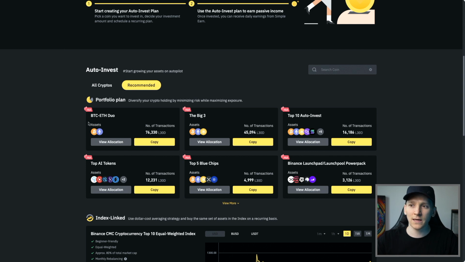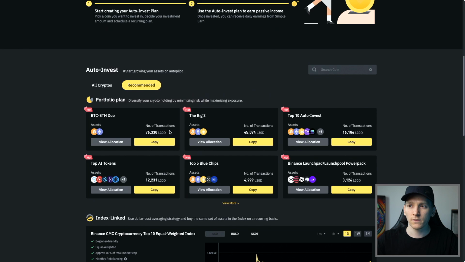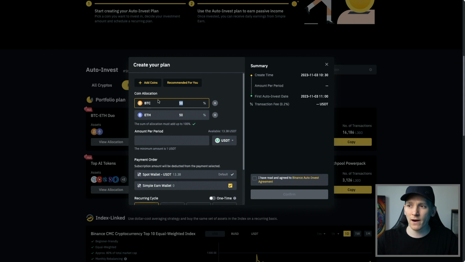So again, BTC ETH duo, if we see this, it's just 50-50 Bitcoin and ETH. So if you go copy, you're not copying anything, you're just setting up your own bot. You can change this around. So let's go 70% Bitcoin, or 80% Bitcoin, sorry, and 20% ETH. And then you can just set up exactly the same, right? So that very easily dollar cost averages in for you.